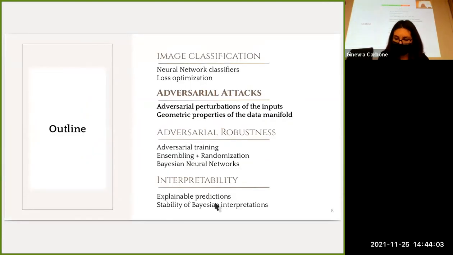Okay, so that was a very basic introduction to image classification. And now I would like to talk about adversarial attacks, which are the main concepts that we are dealing with today. And I also want to describe a few geometric properties related to the data manifold.